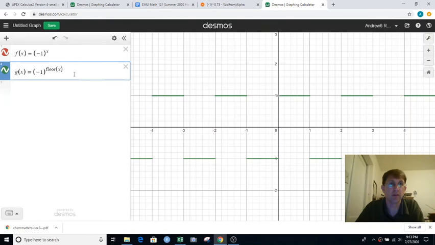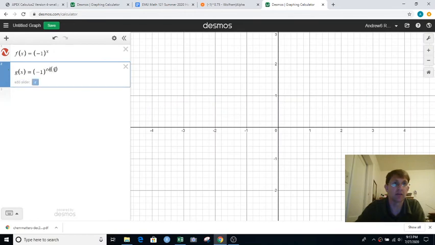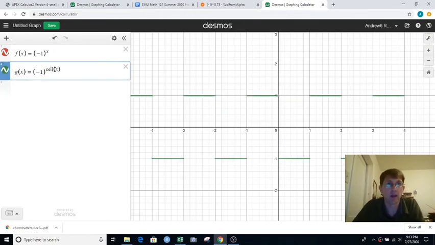And if that's floor, then ceiling must be the opposite, right? Except we abbreviate that with ceil, like that. So that's how to get Desmos to do nice plots of -1 to the x or something like that.